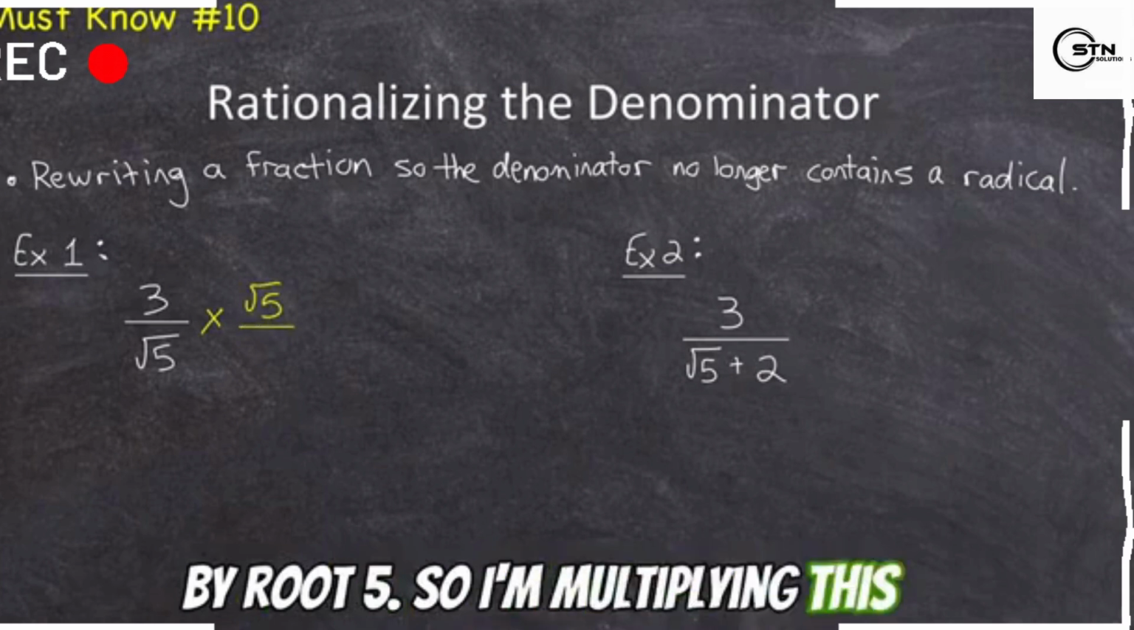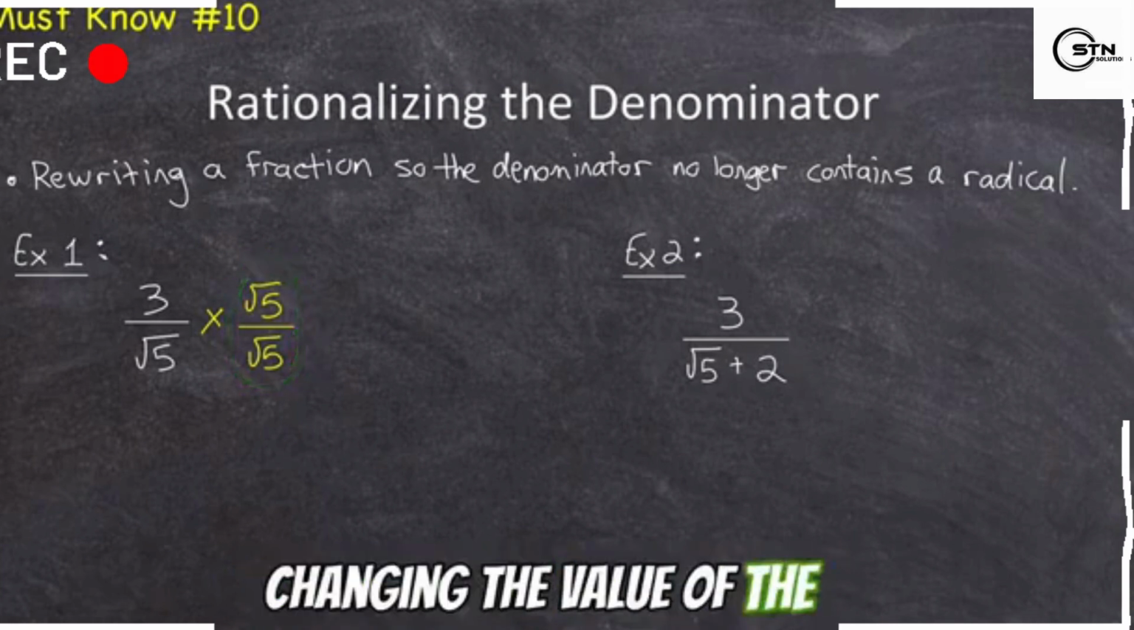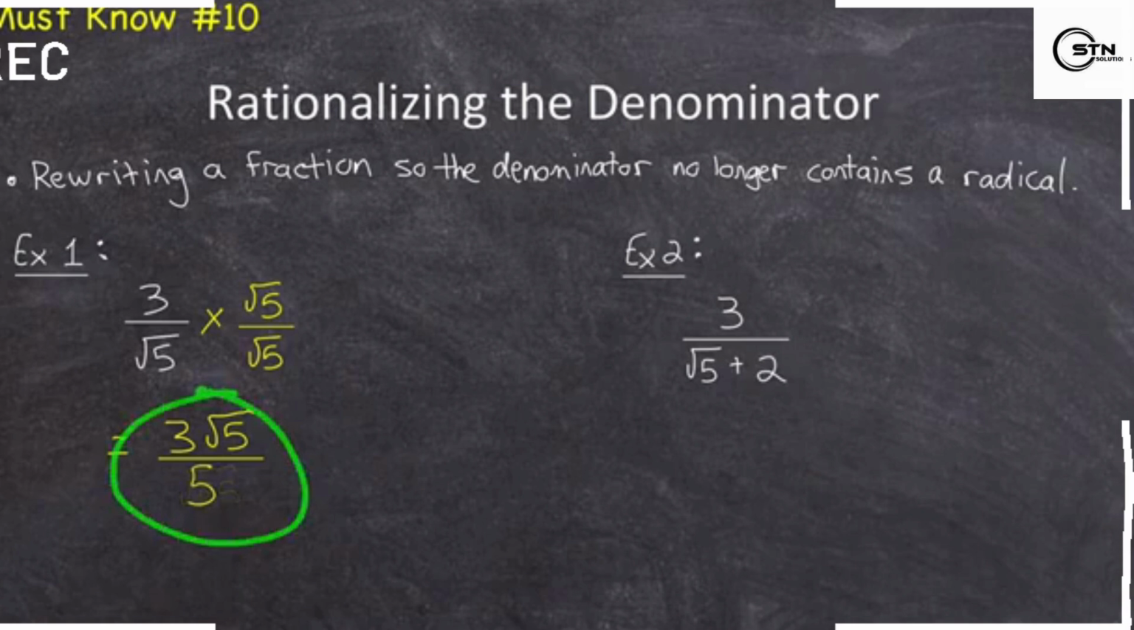So I'm multiplying this by root 5 over root 5, which is just 1. So we're not changing the value of the fraction. But when I do the multiplications, in the numerator, I have 3 times root 5, which I would just write as 3 root 5. That's an irrational number still, but that's okay. In the denominator, I have root 5 times root 5, which is the square root of 25. And the square root of 25 is the rational value 5. So this fraction has the exact same value as 3 over root 5, but the denominator is now a rational number. So the denominator has been rationalized.